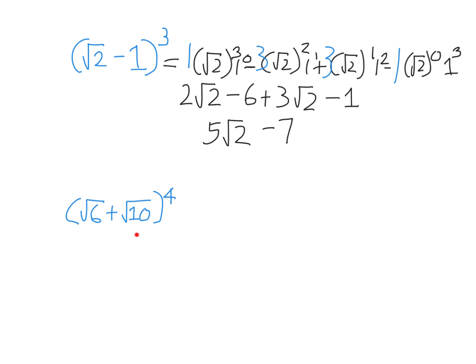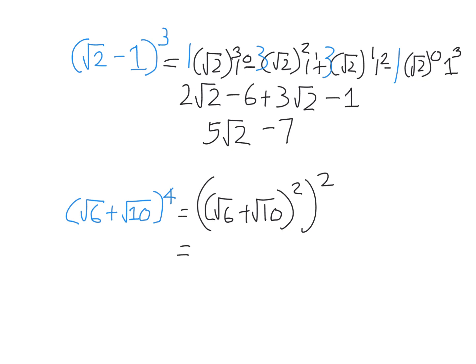All right, let's now look at doing this here. Root 6 plus root 10 to the power of 4. So I can use Pascal's triangle and what we've learned in previous slides. An easier way, though, when you're doing power of 4 might be that I square this and then square it again. So I'm going to calculate root 6 plus root 10 squared, and then I'm going to get my answer and square it. Because squaring is a lot easier.